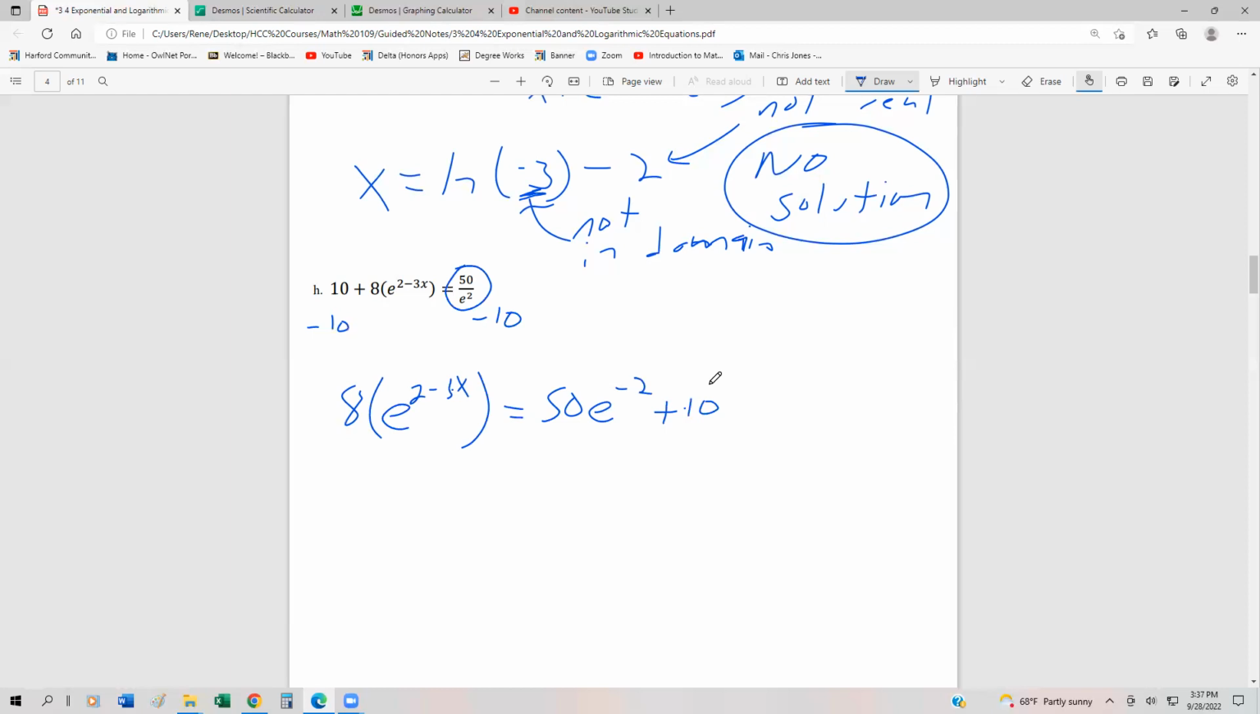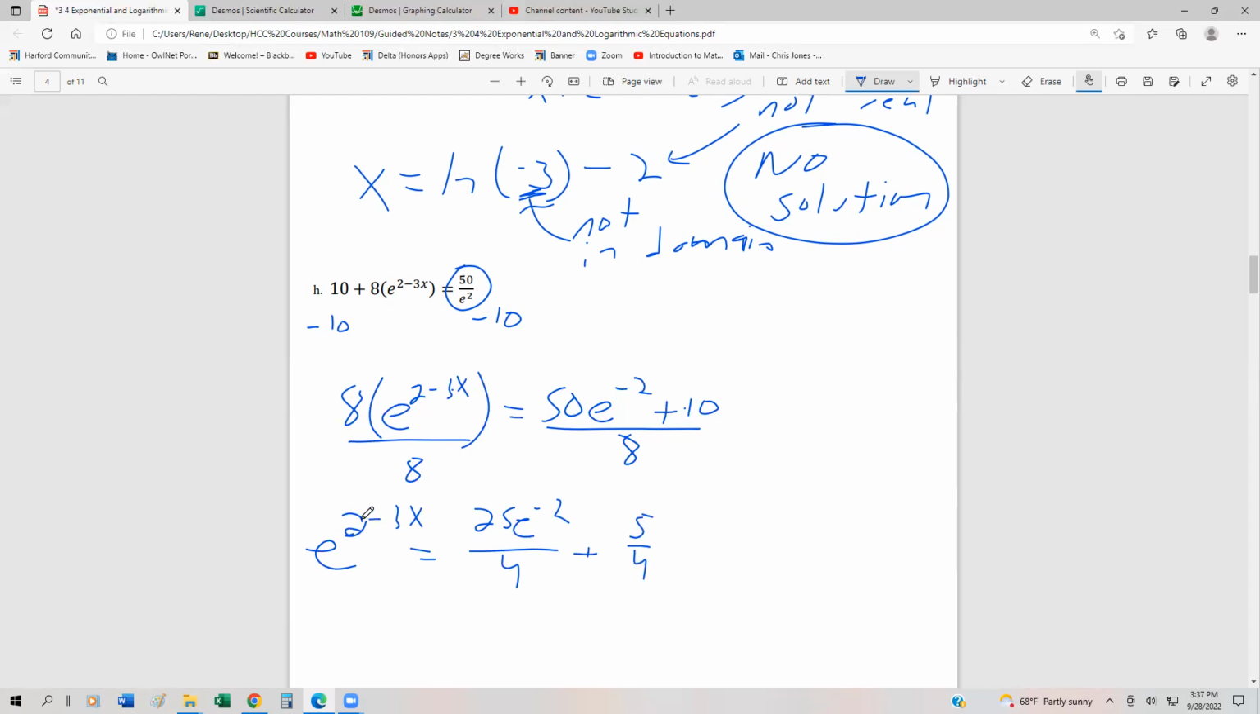Now I'm going to divide everything by 8, and I know it's not going to make it really nice, but it is what it is, all right? So if I divide by 8, then this is going to become e to the 2 minus 3x is going to be equal to, now 50 divided by 8 isn't going to work out perfectly, but we know that there's at least a common factor of 2. So this will be 25 e to the minus 2 over 4. And then 10 over 2 is going to simplify to 5/4.